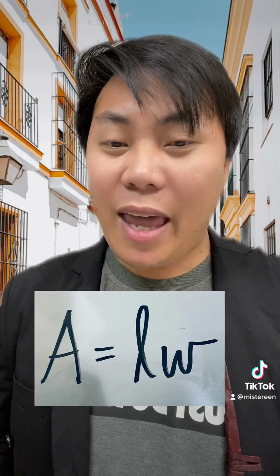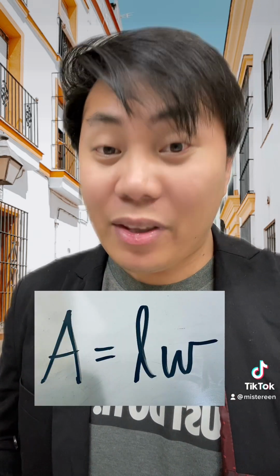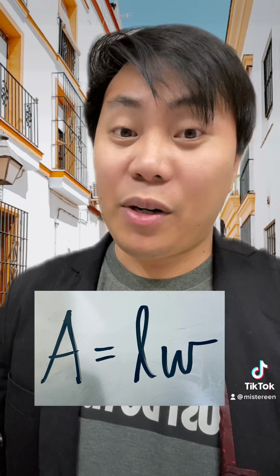That's a literal equation. Another example could be the area of a rectangle, which is area, A, equals length times width. There are three variables in it.